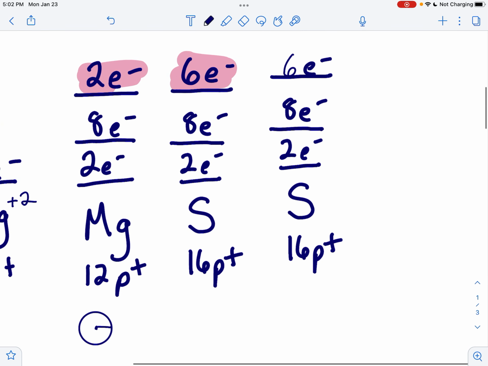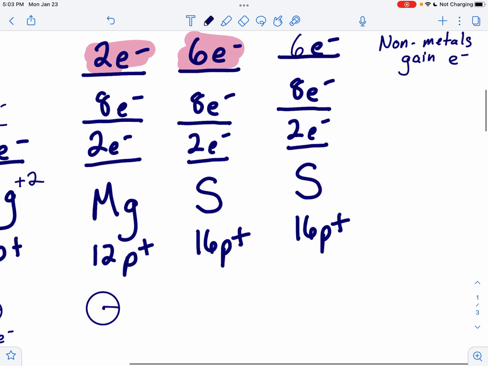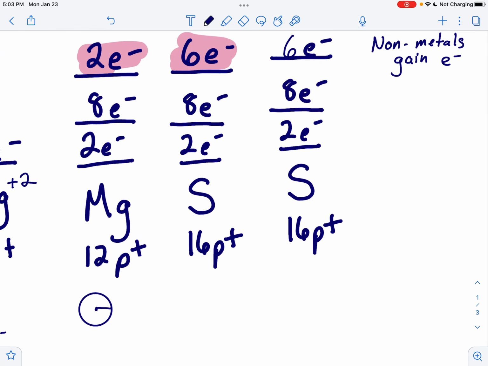So now let's look at nonmetals. If you remember, nonmetals gain electrons. Because they are gaining electrons, higher attraction for them means higher reactivity.